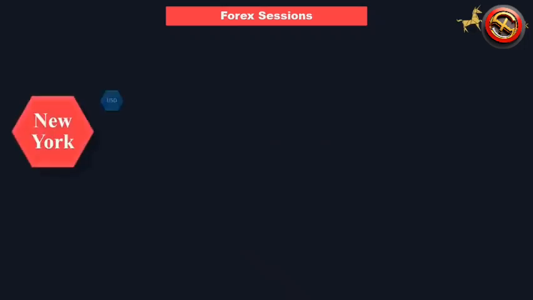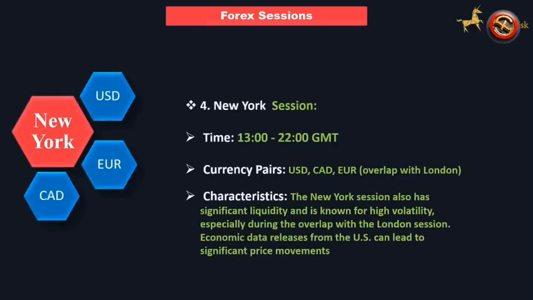The fourth major session is the New York session, which operates from 1 p.m. to 10 p.m. in the GMT time zone. The New York session also has significant liquidity and is known for high volatility, especially during the overlap with the London session. Economic data releases from the US can lead to significant price movements.